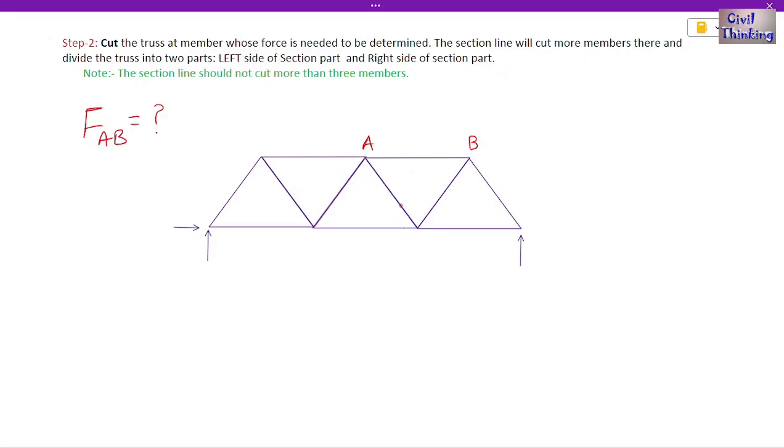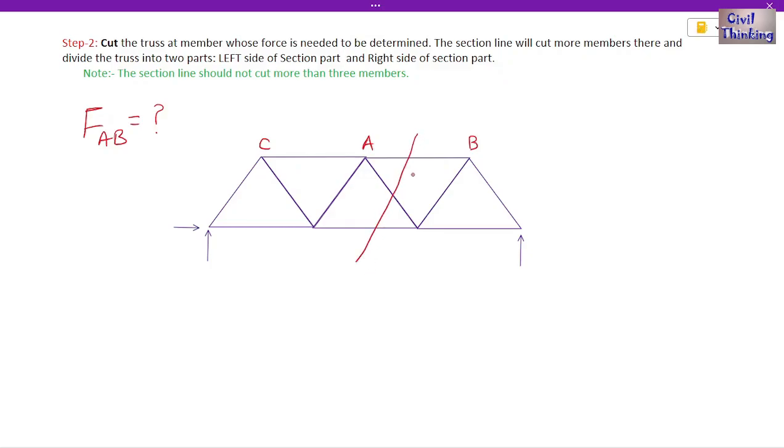It says we have to cut this truss into two parts. Because we have to find the force in AB, so we will cut at AB. If, for example, this is C, and we wanted to find the force in member AC, then we would cut here. Cut the member where the force needs to be found. So we will cut it like this.